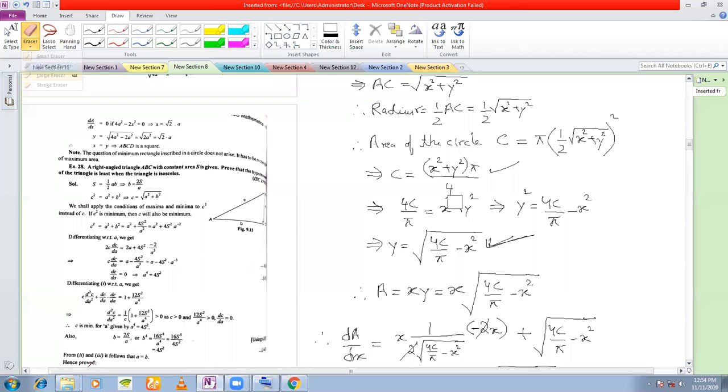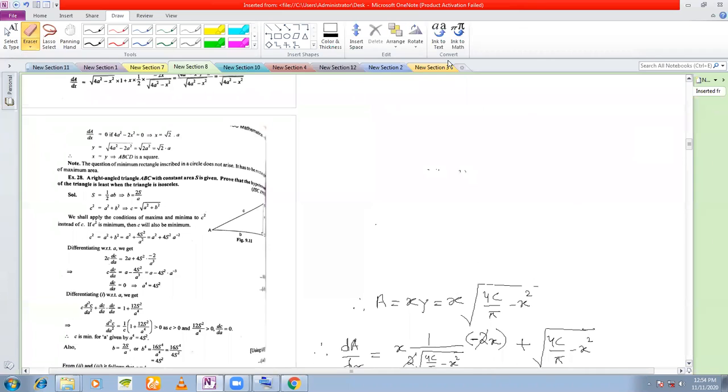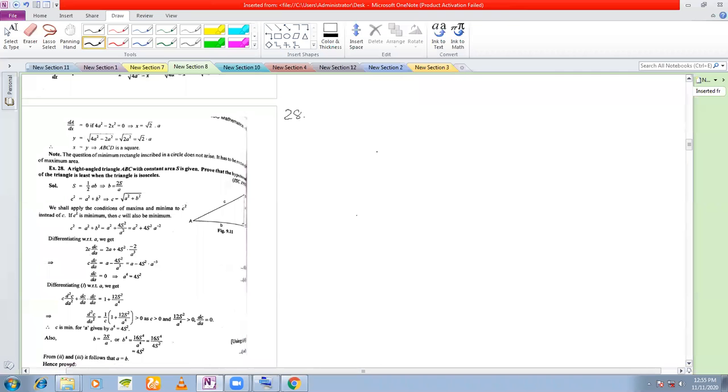I would like to work out a right angle triangle ABC with constant area S. So the area of the triangle is given to be constant. Prove that the hypotenuse of the triangle is least. That means which is the maximizing function here? The length of the hypotenuse is the minimizing function, in fact, because they are saying least. So the length of the hypotenuse is the minimizing function when the triangle is isosceles.